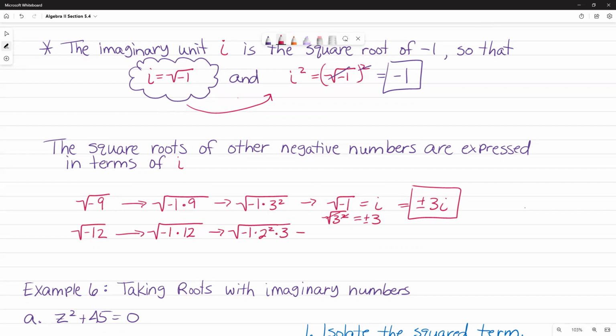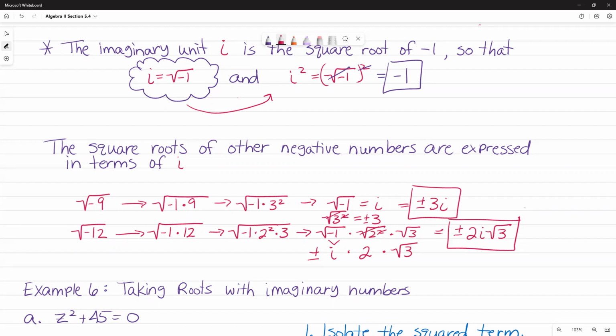So let me just break it down. This is like the square root of -1 times the square root of 2 squared times the square root of 3. I know that the square root of -1 is i. This is i times, the square and root cancel each other out, so that becomes a 2. And then 3 is a prime number. It's not going anywhere. It stays inside the square root. And these are also plus and minus. So the square root of -12 is plus or minus 2i square root of 3. Those are all being multiplied together: 2 times i times the square root of 3.